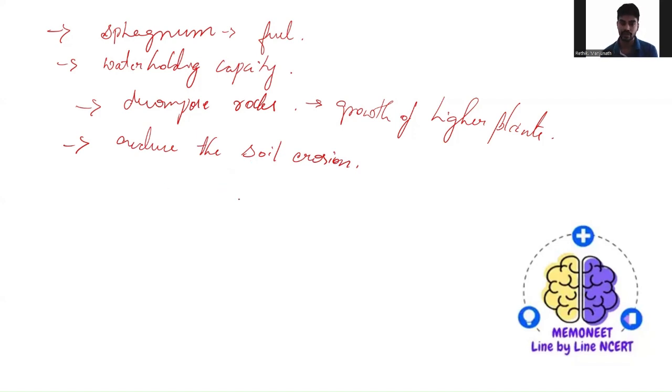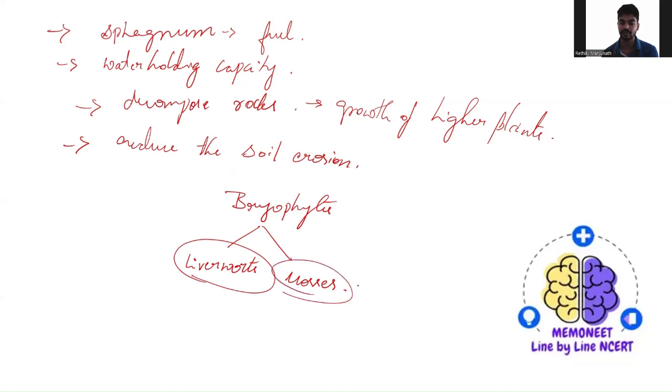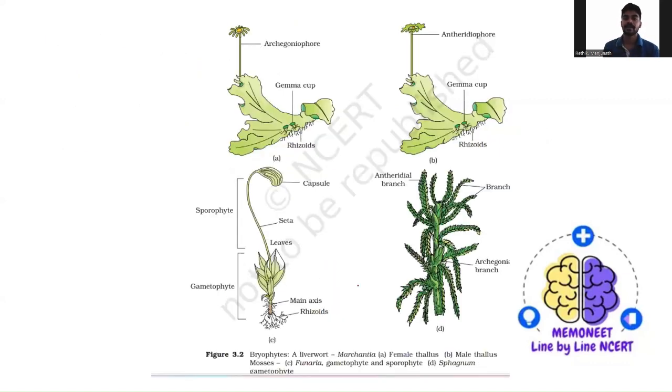These bryophytes are again divided into two: one is liverworts and the other is mosses. In detail, we will study the liverworts as well as the mosses. So this is actually the liverworts, and these are the mosses.